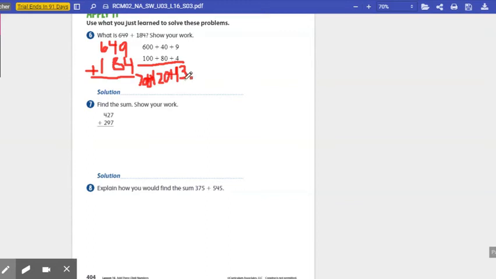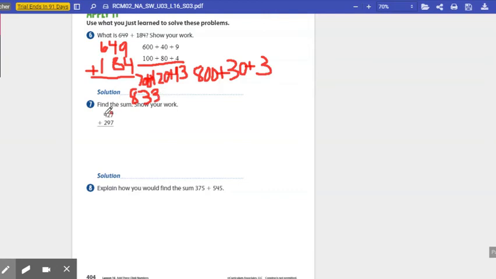So when we have 13, how many ones do we have? We have 3 ones, don't we? Then we can combine our tens. 1 ten plus 2 tens is 3 tens, that has the value of 30. And then we can combine our hundreds. 100 plus 700 is 800. So 800 plus 30 plus 3 has the value of 833. Okay?